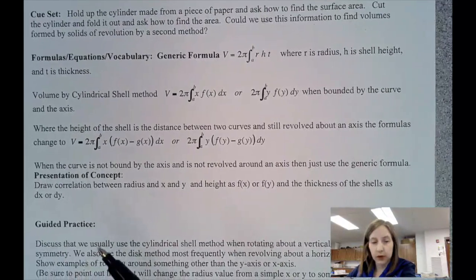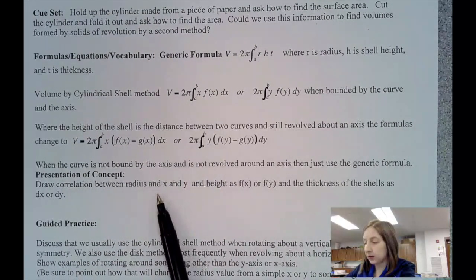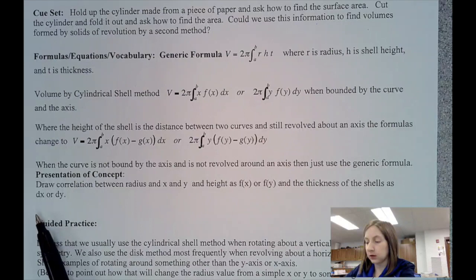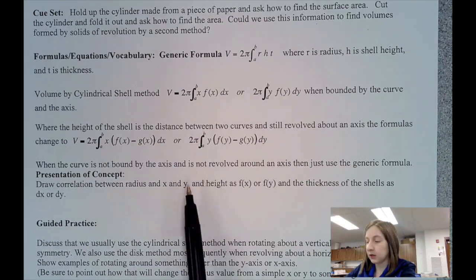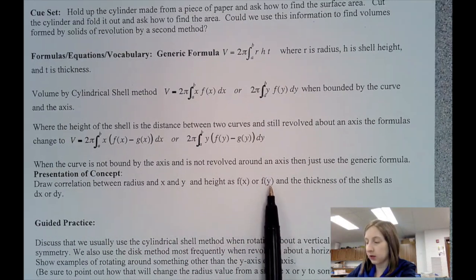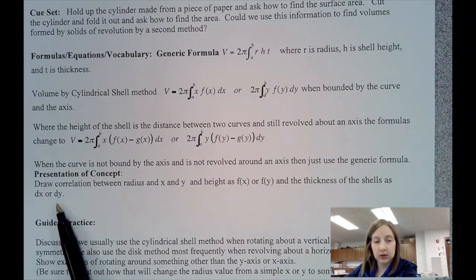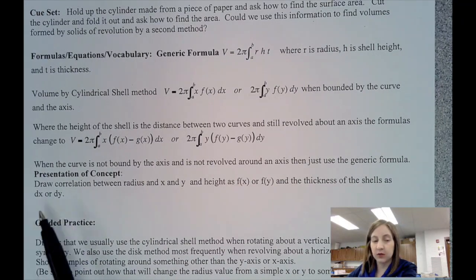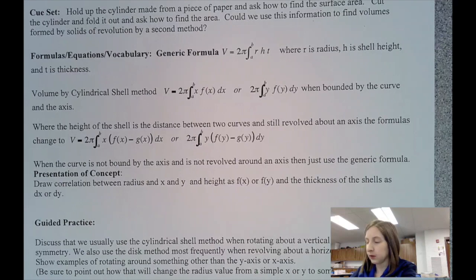So again, if our radius is x, the height's f of x, the thickness is dx. If our radius is something with y, then our height's f of y, thickness is dy, and we'll draw some pictures to help you visualize that here in just a minute.